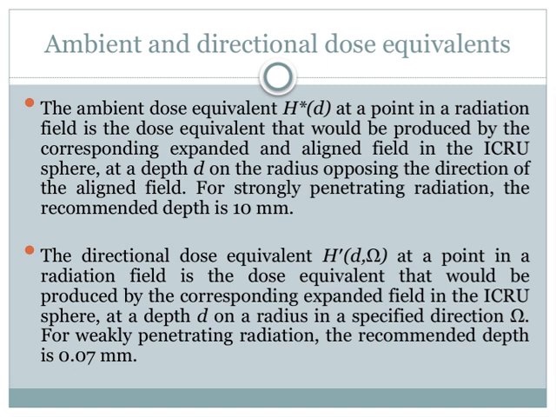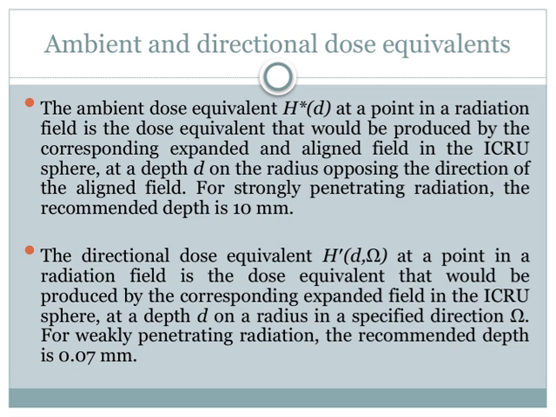Now, moving on to the directional dose equivalent, HD omega. This concept is similar but focuses on the dose from a specific direction, indicated by omega. So, instead of considering the entire field, we're looking at the dose that would be produced in that particular direction if the field were expanded in the ICRU sphere. And for weakly penetrating radiation, such as beta particles, the recommended depth is much shallower, just 0.07 millimeters, because these types of radiation don't penetrate as deeply.